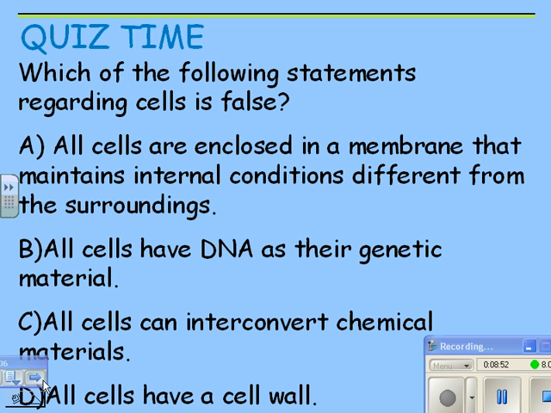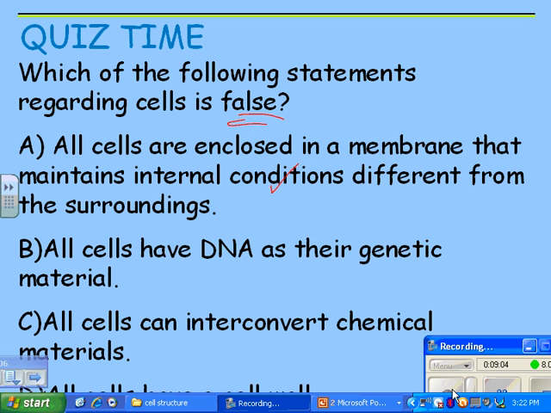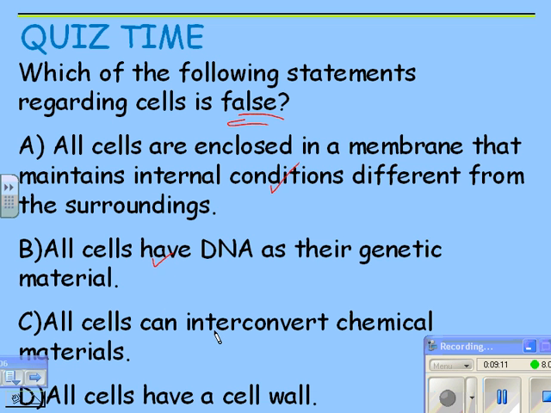Which of the following statements regarding cells is false? All cells are enclosed in a membrane that maintains internal conditions different from the surroundings. Homeostasis. They all have that, so I'm looking for false. Let me pause. I hope it doesn't get destroyed. All cells have DNA as their genetic material. That's actually true. All cells can interconvert chemical materials. That's actually true. That means you can take glucose or let's say you can take an amino acid and take the nitrogen out of it and you can convert it to glucose. That's sort of true. All cells have a cell wall. Nope. You don't. Your cells don't.